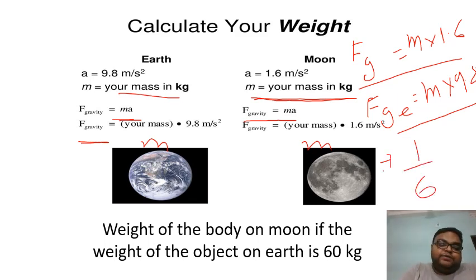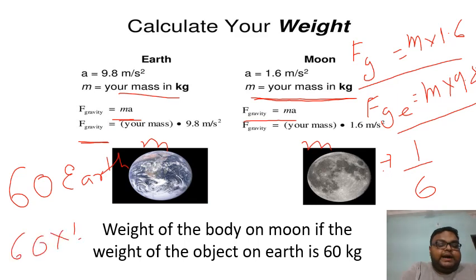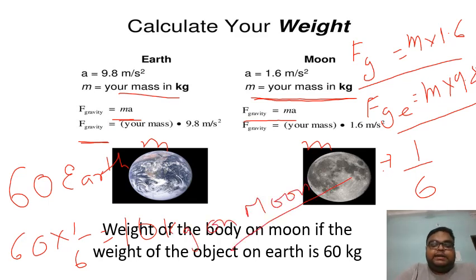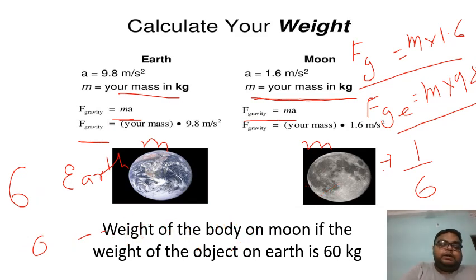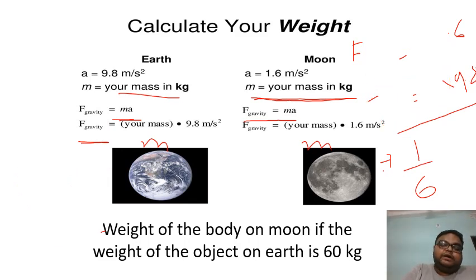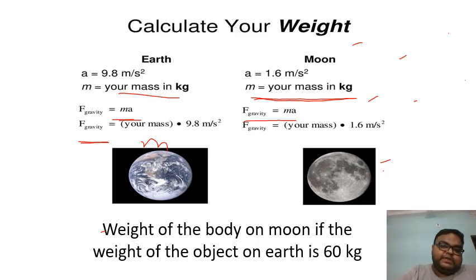This means that if your weight is 60 kgs on earth, then it will be 60 into 1 by 6, which equals 10 kgs on moon. Okay students, this will be 10 kgs on the moon, right? So the weight of the body on the moon will be 10 kg if its weight on earth is 60 kg. Okay students, understood this point? Yes, right. So now let's proceed forward.